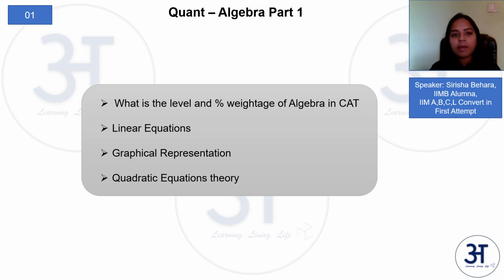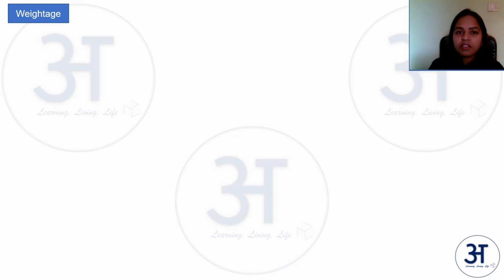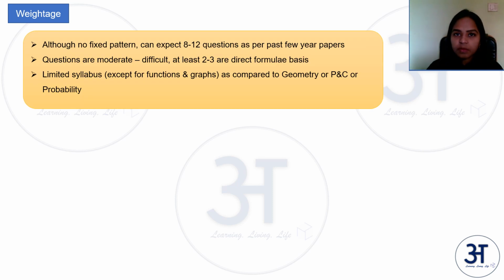So let's begin. Coming to the weightage, we can say that algebra is one of the most ignored sections of the CAT, and it carries a lot of weightage. Let us first see what the weightage in CAT is. Although the exam does not give a fixed pattern, you can expect 8 to 12 questions from this section depending on previous years' papers. Also, the questions are moderate to difficult.